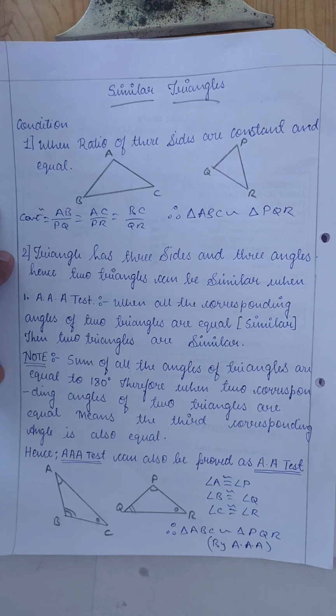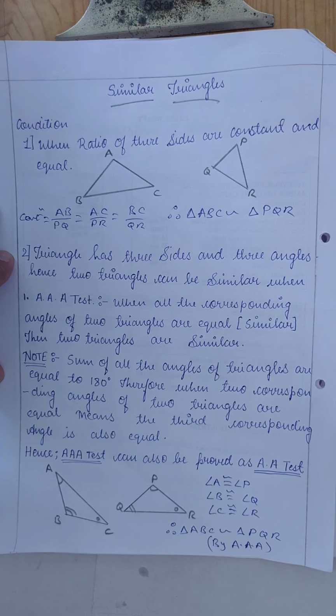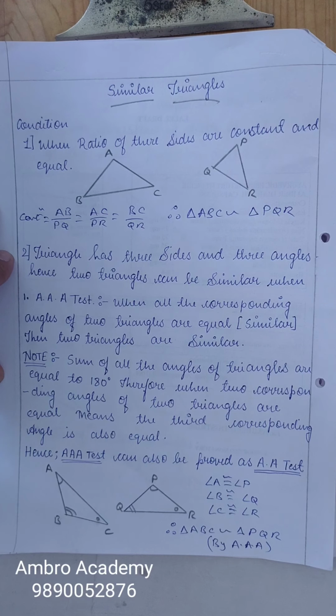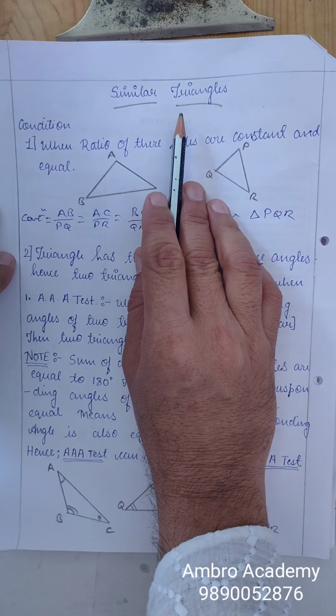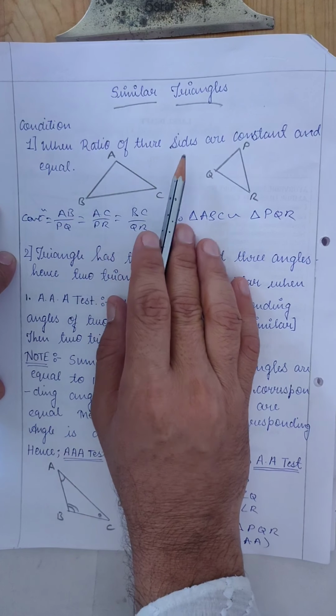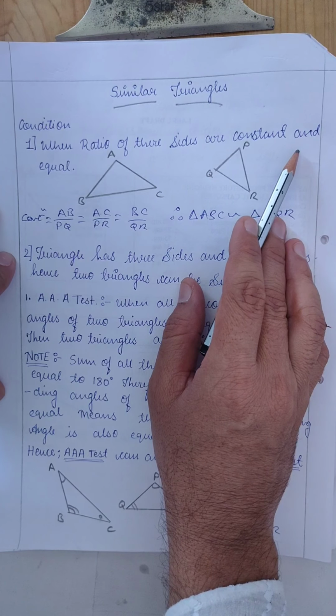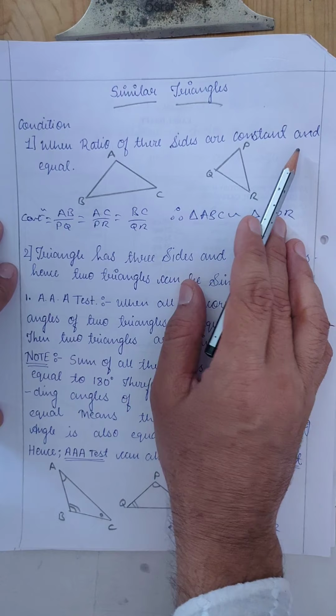The first thing we are completing is similar triangles. In the last session, we have already studied the different topics about similarity. Now we are going to talk about a few conditions of similarity. Similar triangles. So what is the condition? When the ratio of three sides are constant and equal, we can say triangles are similar.